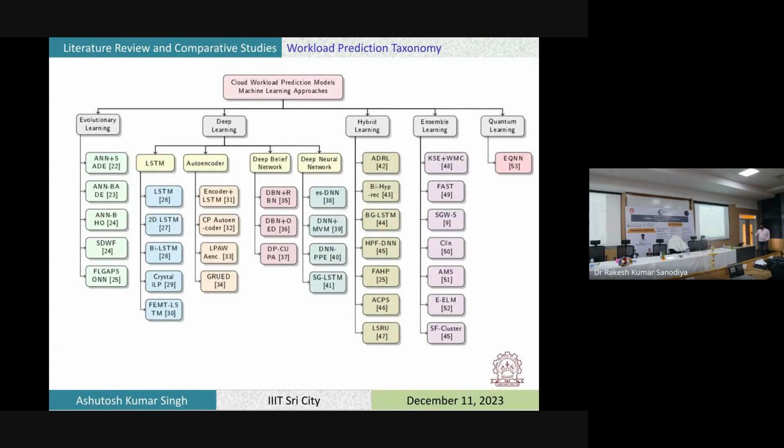So evolutionary learning, deep learning, hybrid learning, ensemble learning, and finally, our group proposed quantum learning, and the name was given accordingly. This is our workload prediction taxonomy. For prediction, you apply machine learning, deep learning, statistical analysis, anything. What is the target? The target is that our prediction should be 100%. That is the only target you should have. Maybe computational complexity is more or less, it's okay, but prediction accuracy should be 100%. And for that, we have some kind of sibling parameters, and those sibling parameters we calculated.